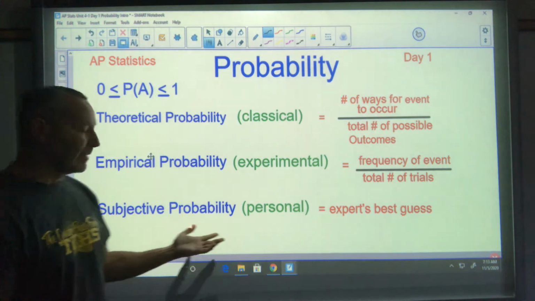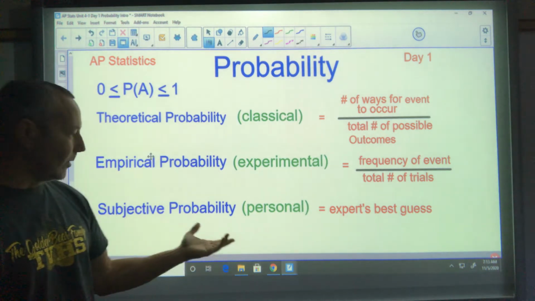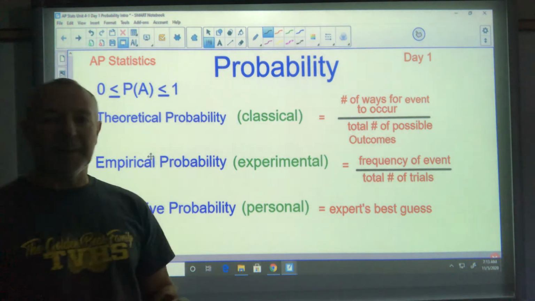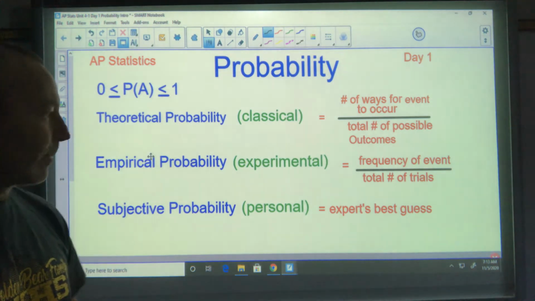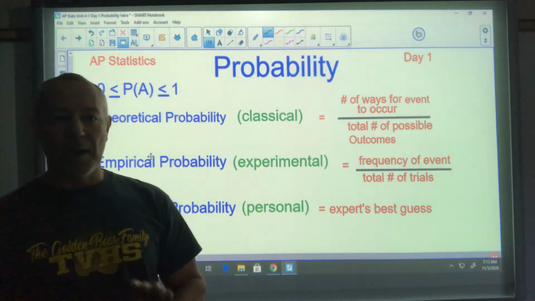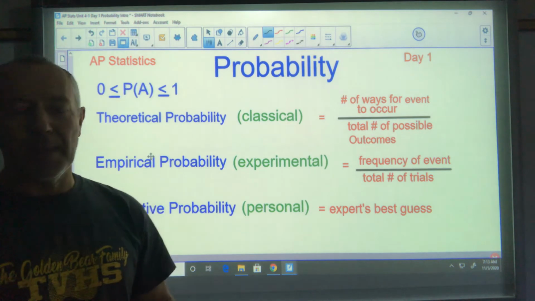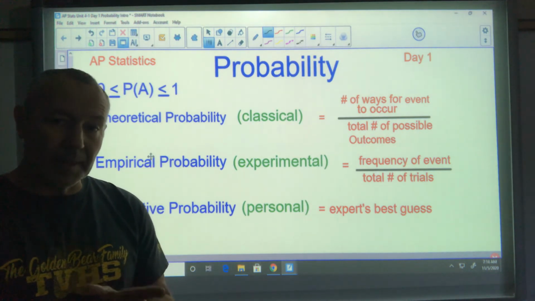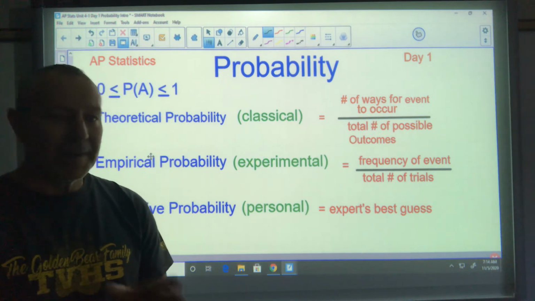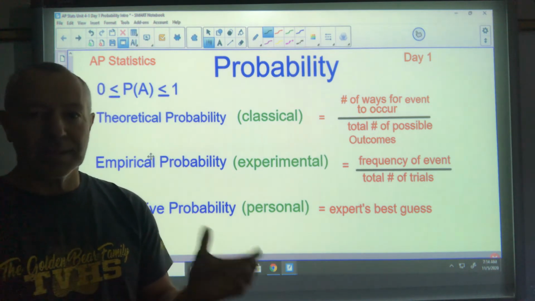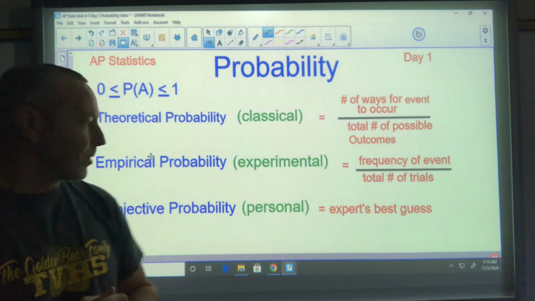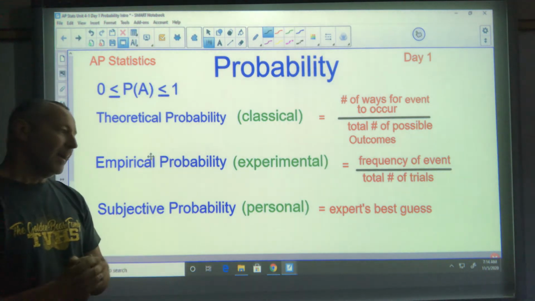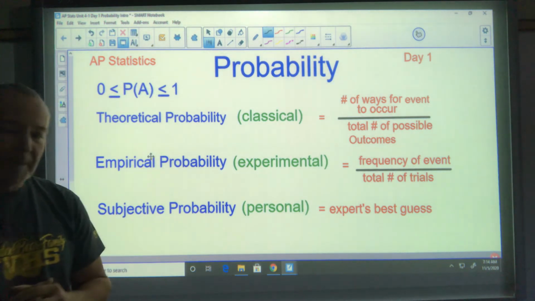All right, subjective probability. They call it personal. This is an expert's best guess. Best example of that I have is like right now, it's football season. So the odds of someone winning, if you go to Vegas, you can bet on that. But there's so many factors that go into that. And they may use math formulas to calculate that out, but it isn't really statistically based. There's too many things that are unknown. Okay, so that is not a good one. And like I said, betting is the best example.